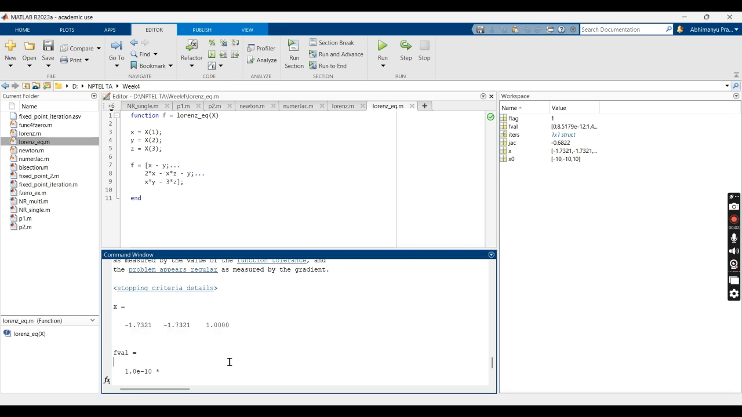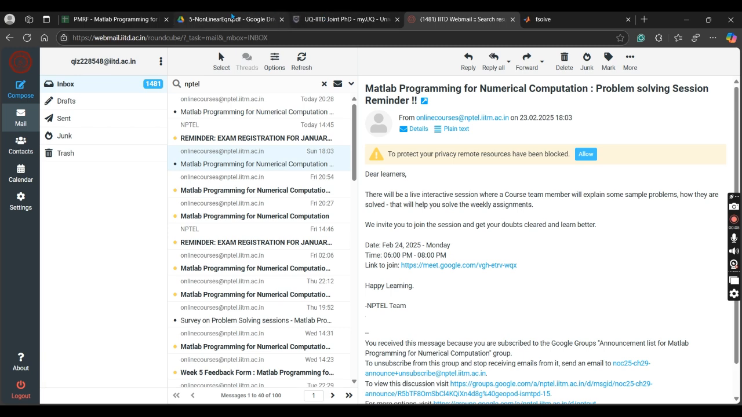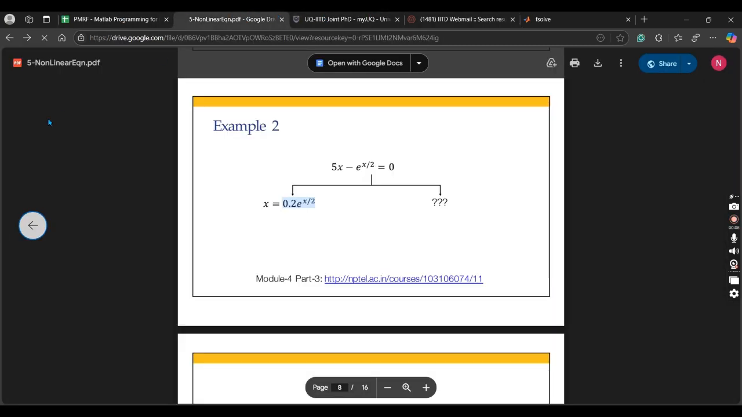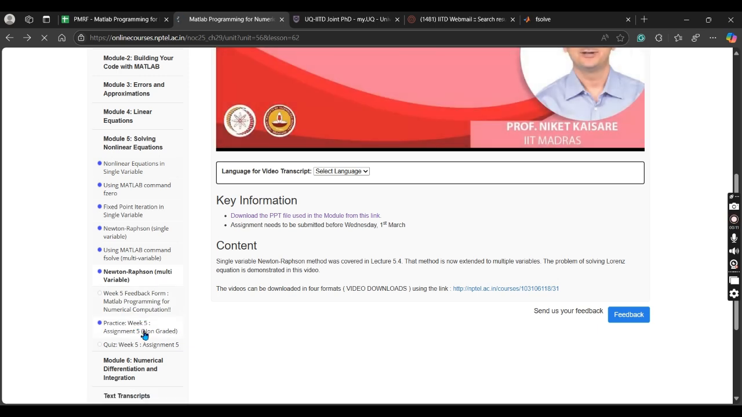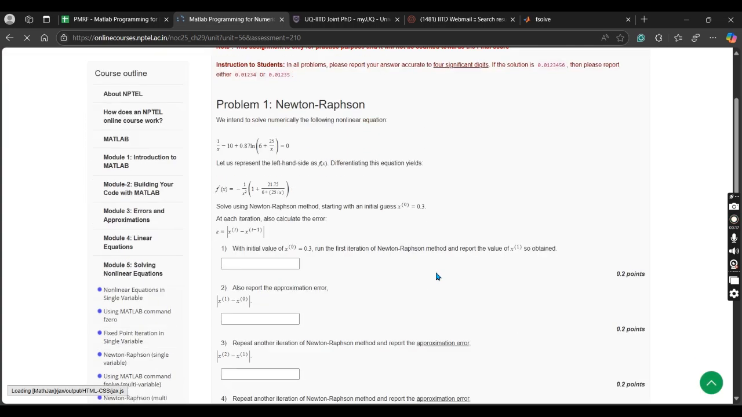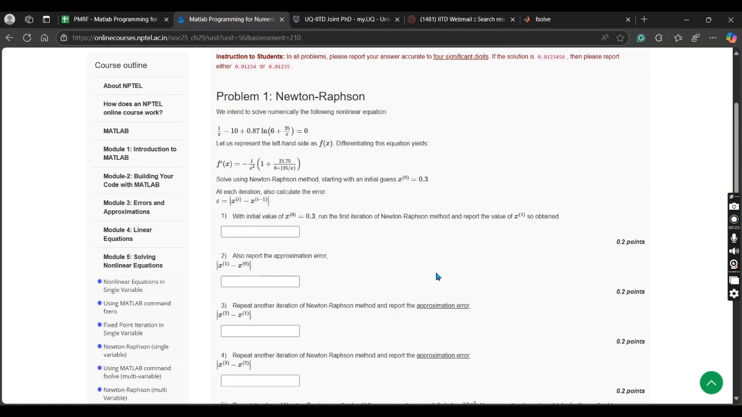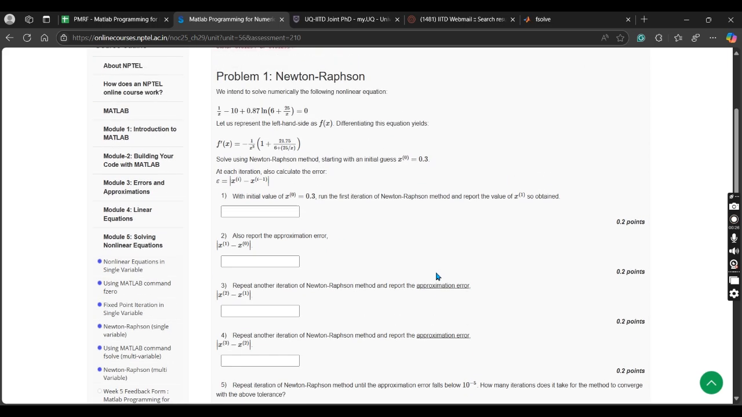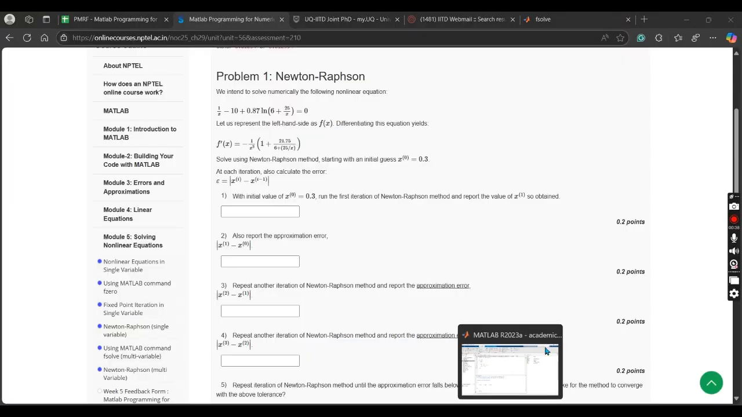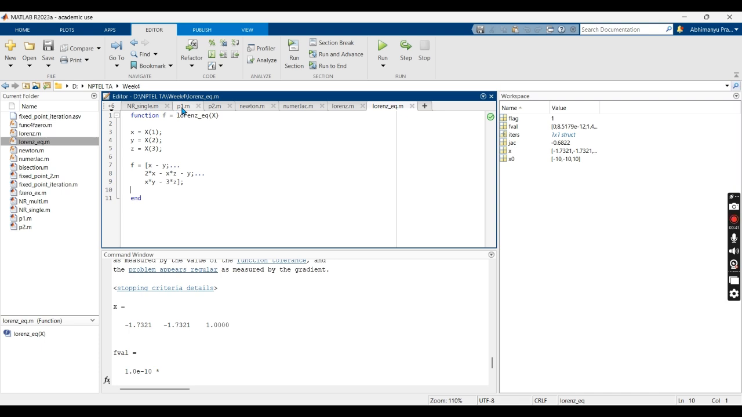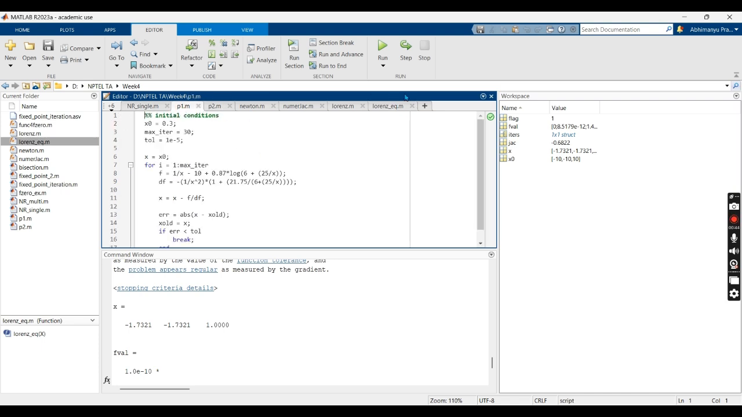Now let us take a look at the sample problems. So I will be solving this non-graded assignment. Okay, so we have in total 3 problems. We already have the code for all these problems. We just need to change the function value in the code, right? So this is for a single variable. So we will change the Newton-Raphson code that we have to accommodate this problem. I've already done that.